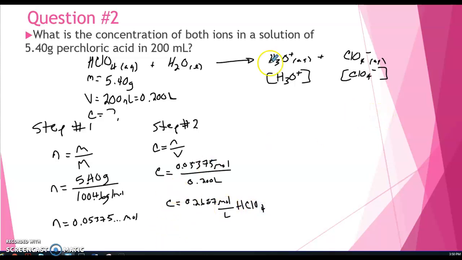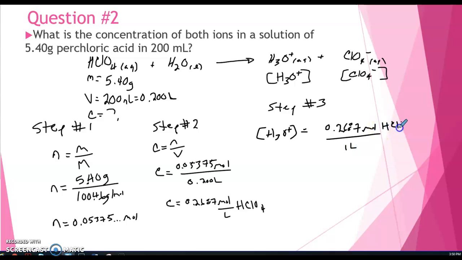But we're not done yet because it's asking for the concentration of these two. So step number three is finding the concentration of these. If we want to find the concentration of hydronium, we start with this. We have 0.2687 moles per liter of HClO4, and we are going to multiply that times our mole ratio. Our chemical equation is all balanced, so our mole ratio is 1 to 1.